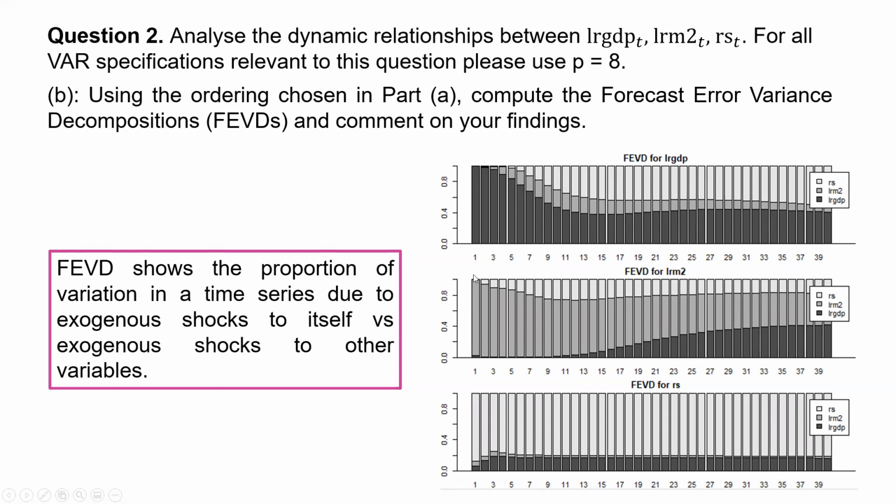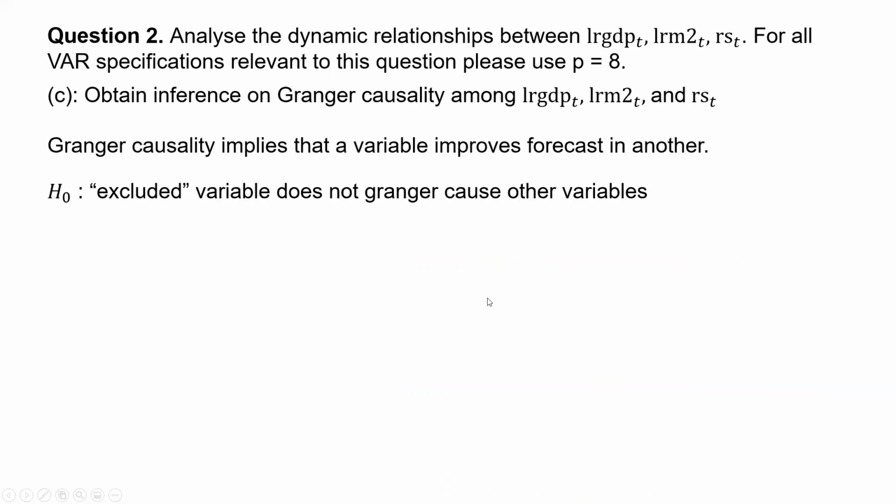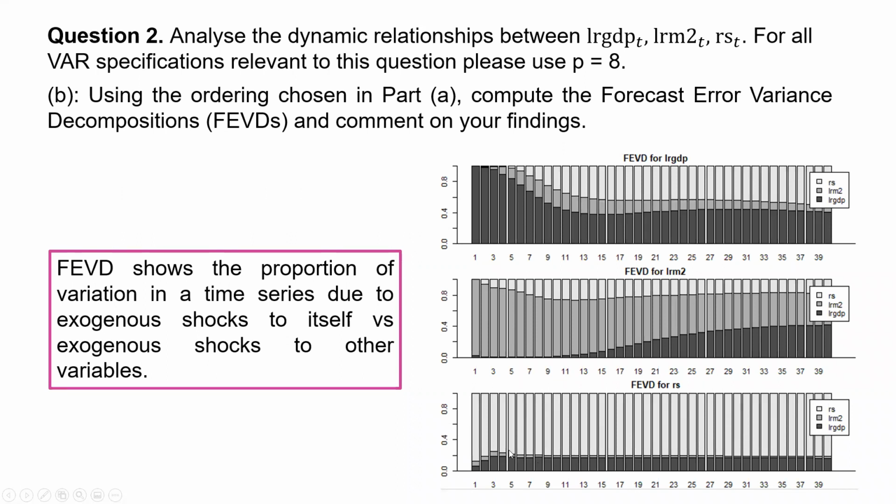For money supply, at first, the fluctuation in money supply will only be caused by shocks in money supply. Eventually, interest rates will cause a larger proportion of the variation, but it will start to decrease after a little bit. And in the medium term and long run, the fluctuation in money supply will start being explained by shocks in GDP to an increasingly higher degree, till eventually approximately 50% is caused by GDP. Oops, sorry. And interest rates, the fluctuation of interest rates does not seem to respond to shocks in GDP and money supply so much.